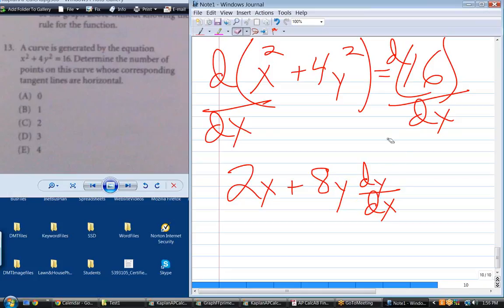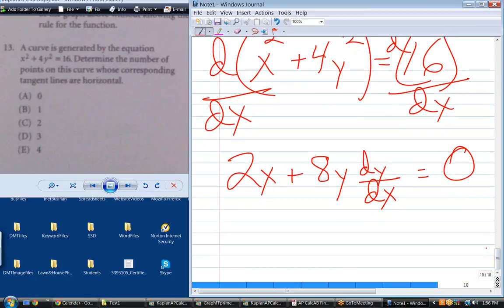And I might be taking the derivative of this function with respect to t, and t isn't even in the function. So I would have to follow this 2x with a dx dt. Yes, exactly. Okay, and now what's the derivative of the right side? 0. So now if we solve for this, let's first of all solve for dy dx, and then we're going to look for places where dy dx is equal to 0.